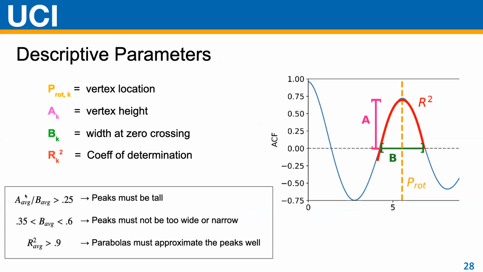And then what this does is we can tune our cutoff parameters to retrieve autocorrelation functions that are shaped the way we want. So we put constraints on how tall the peak needs to be for detection significance, how wide they are to make sure they're not too broad or too spiky, and making sure that our parabolas are actually fitting it well and reporting what we think they're reporting.